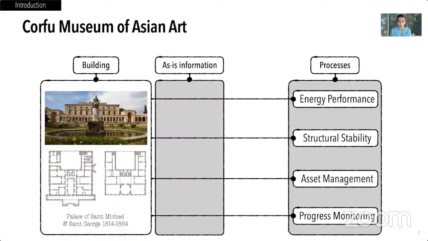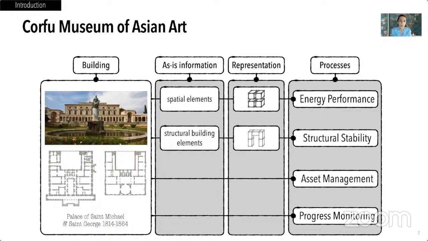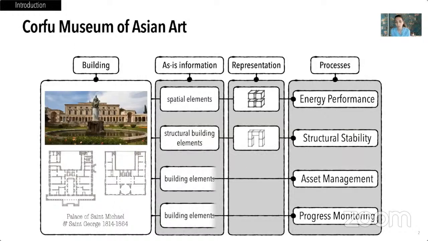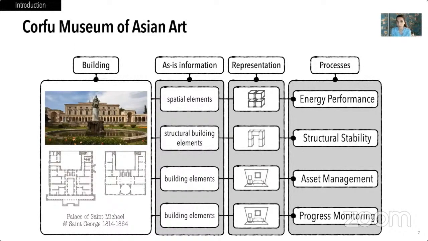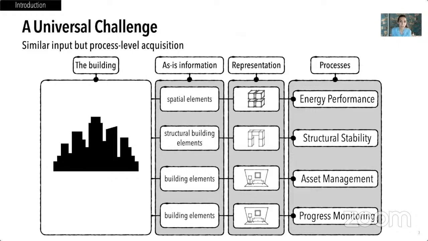Now, for each of these processes, we would need to collect some as-is information about our building and represent it in a way that can be an input into these processes. Some examples of this information are spatial elements for the case of energy performance, building elements for the case of structural stability, and building elements both for the case of asset management and progress monitoring. However, as you can see, there's a lot of repetitive information in the as-is information that is collected over different processes. And that is not something that only happens in this building. It's a universal challenge in all the built environment.